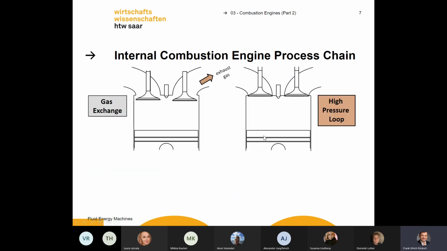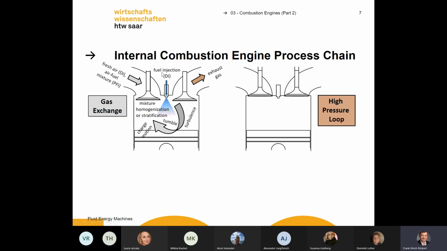And designing this piston, there are many different designs. They should influence turbulence. And you have here your fuel injection inside the cylinder. This is a direct injection engine, and you get your mixture. Okay, then we look at a high pressure loop.